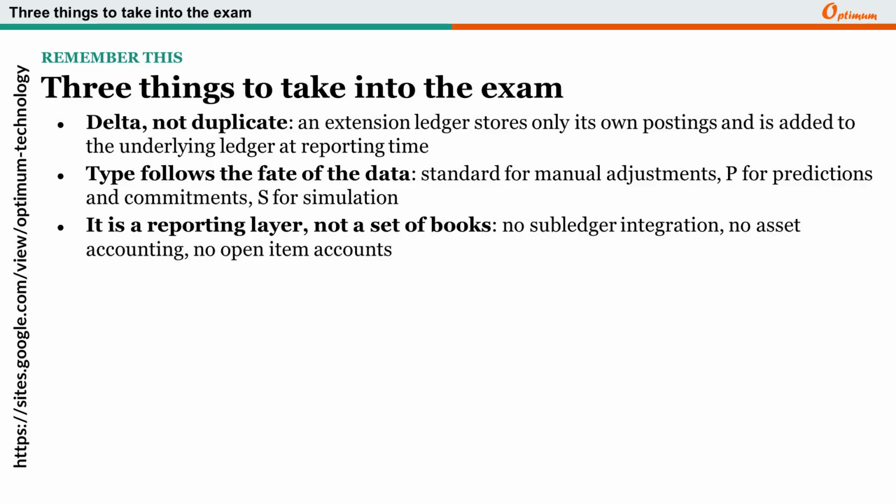If you take 3 things away from this video, take these. First, delta not duplicate. This one sentence answers most architecture questions on its own. Second, the ledger type follows the fate of the data, so ask yourself whether the entries are meant to be thrown away, kept as an audit trail, or treated as real accounting. Third, an extension ledger is a reporting layer and not a set of books, which is how you tell an extension ledger scenario apart from a non-leading ledger scenario in a wordy question.